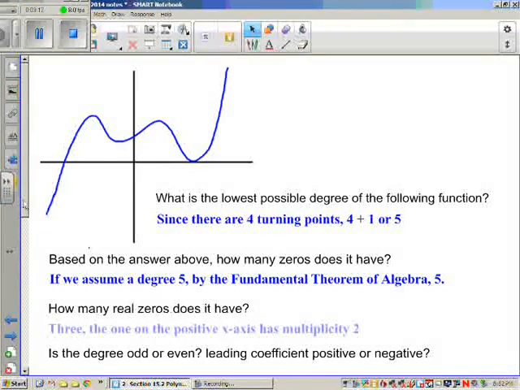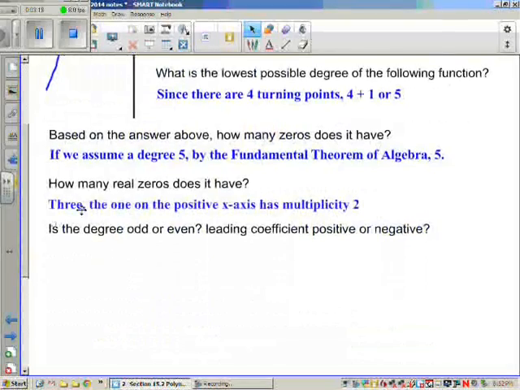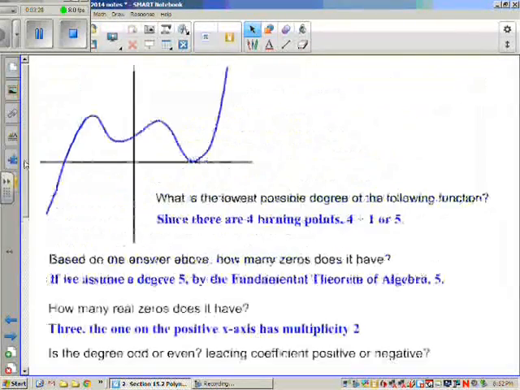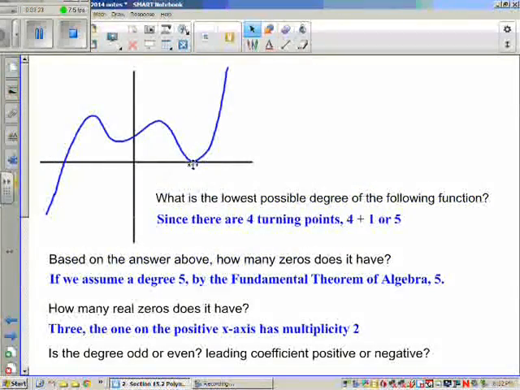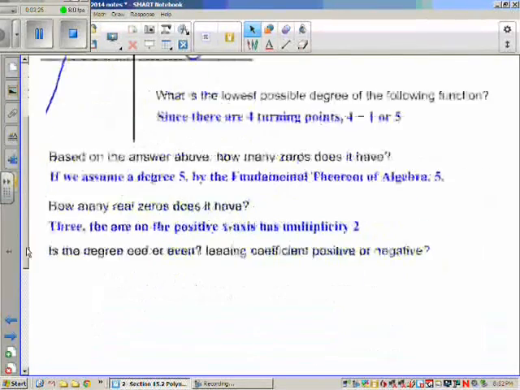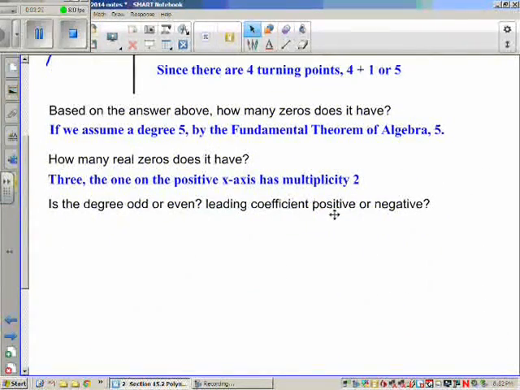Maybe not all real. How many real zeros does it have, actually? In this case, if you look, it has 1, and then that's a double zero, so 2, 3 we would say, even though 1 has multiplicity 2. And is the degree odd or even? Is the leading coefficient positive or negative?